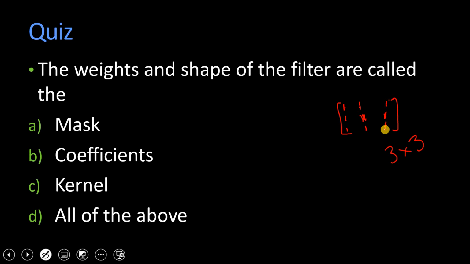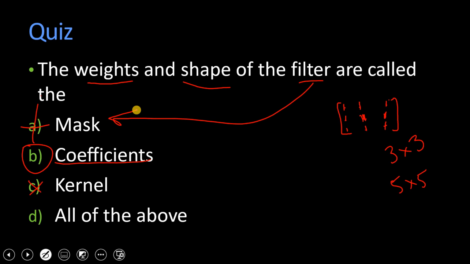So these weights that I use in the kernel and the shape of the kernel, it is 3 by 3 or it can be 5 by 5 or even bigger. What do we call them? For the filter we call them coefficients. So coefficients is the correct answer, others are wrong. It's not a mask. Mask is itself the kernel. Filter is also called a mask or kernel. The values, the weights and the shape of the filter or the mask or kernel are called coefficients. Clear?